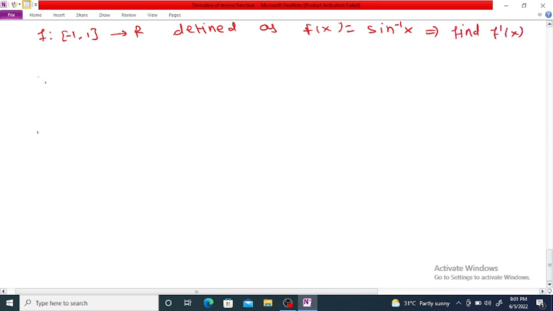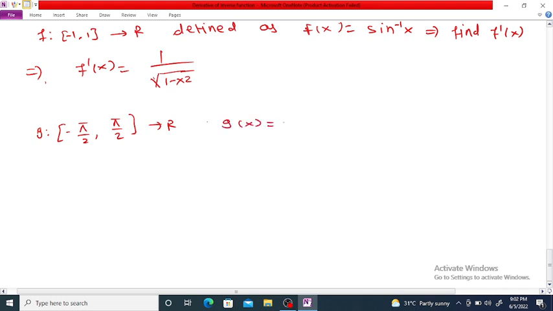We know that the derivative of sine inverse x, f dash x, is equal to 1 divided by square root of 1 minus x square. But we want to find its derivative by using the above formula. So first we are going to define a function g from minus pi by 2 to pi by 2 to R, defined as g of x is equal to sine x.